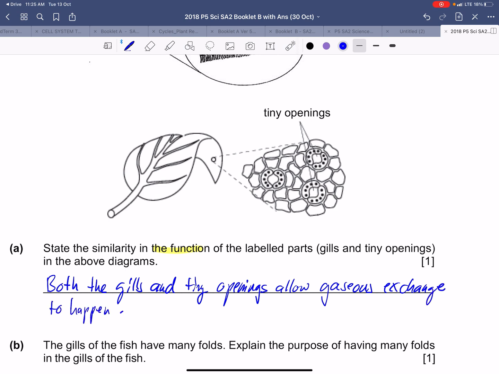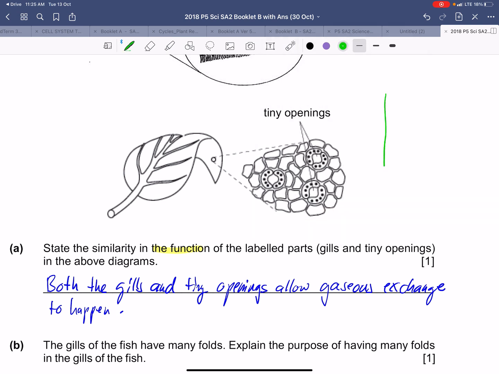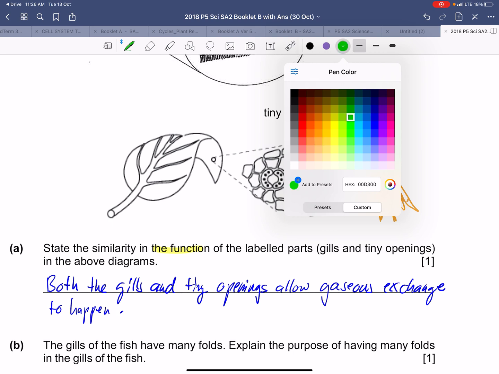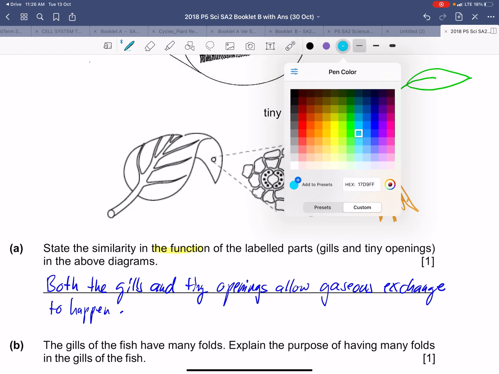Now, just now, Joshua asked a very good question. So I'm going to revise with you. Imagine you have a plant. Then the roots are here. And then you have your leaves. And then you have your water.